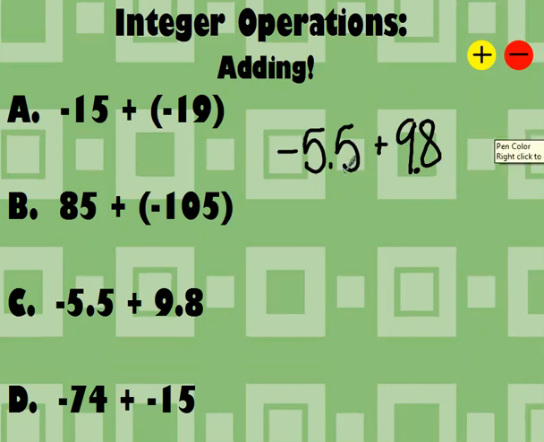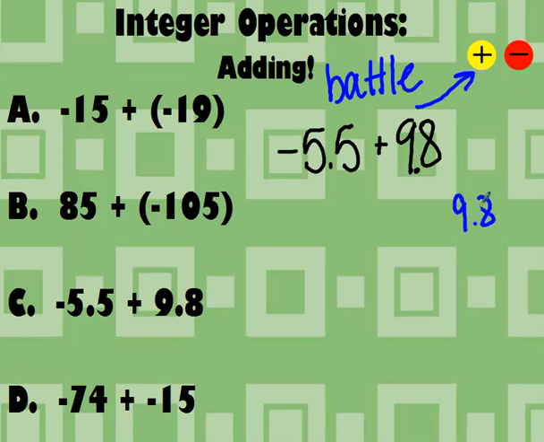So negative 5.5 and 9.8 are on different teams. They have different signs. So they are going to battle, which means we're just figuring out how many zero pairs get killed off during this battle. So to do that, we're going to do a tiny bit of subtraction. So 9.8 minus 5.5, and that's going to tell me how many things are left over.